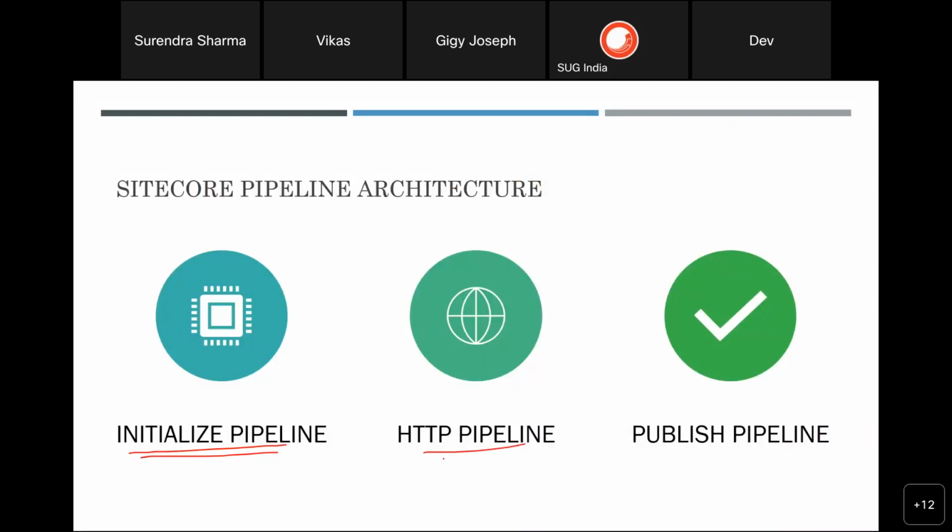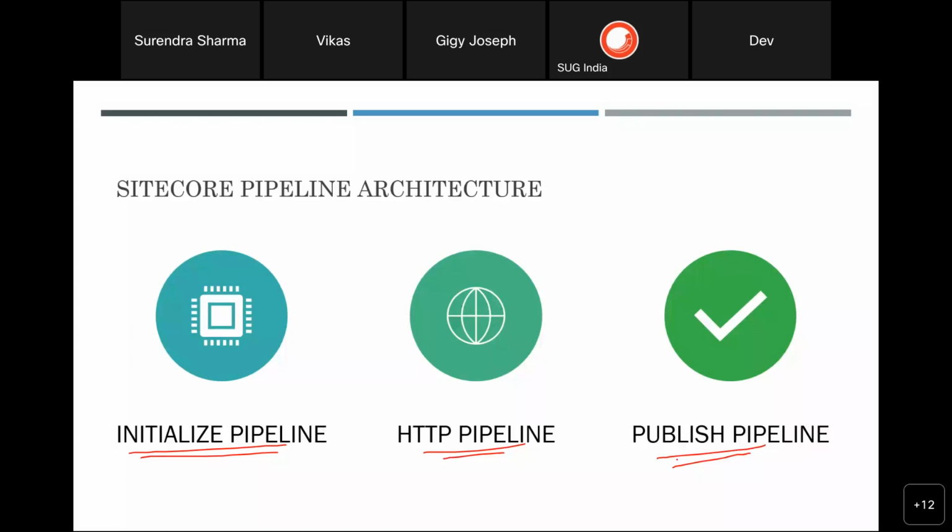We have the HTTP pipeline. Whenever you are trying to access any URL, or any item within Sitecore through the browser, the HTTP pipelines are executed. We have the publish pipeline. Whenever you try to publish an item, this publish pipeline is triggered and all the processors involved are executed.